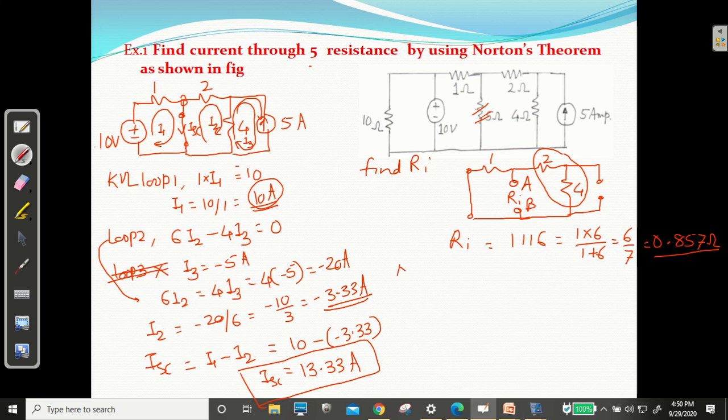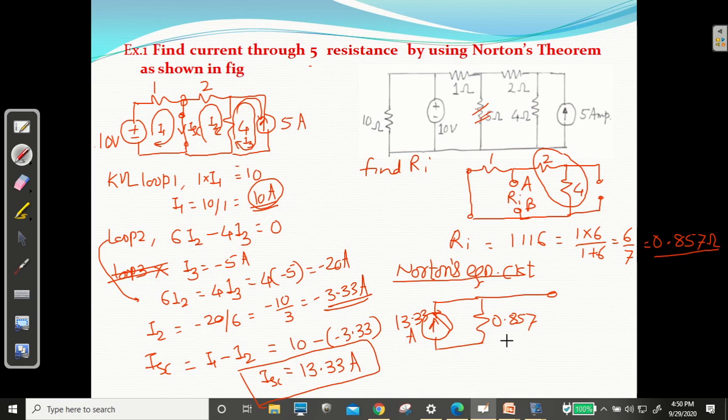Now draw the Norton's equivalent circuit. What is the Norton's equivalent circuit? ISC कितना आया, ISC 13.33 एम्पियर. RI in parallel, कितना है RI? I got 0.857 and RL is connected here. What was the RL? RL कितना था, 5 ohm.